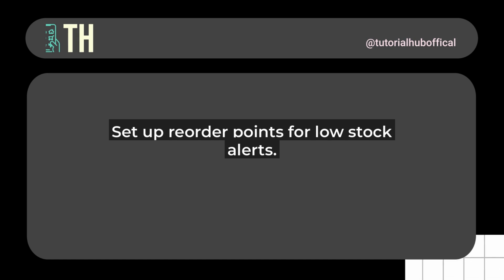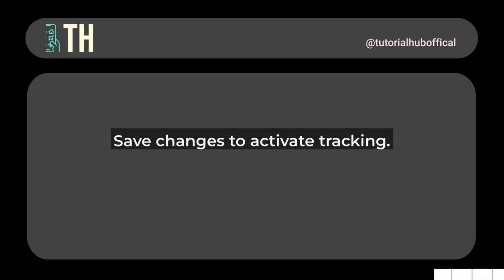After you've saved your changes, QuickBooks will start tracking that item automatically. You can always go back to verify by checking the inventory reports under the Reports section. Remember, accurate data entry is crucial to avoid any mix-ups. And just like that, you've activated your inventory item.